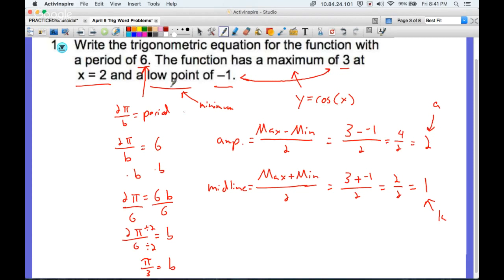Now, let's put together what we have so far. y equals 2 cosine, parentheses, pi/3 x, leave a blank to fill in that h value, plus 1. All right, so here a diagram might be kind of helpful.